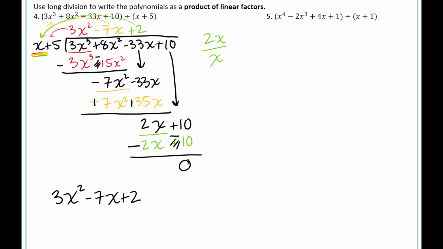If I were to multiply 3x squared minus 7x plus 2 times x plus 5, I would end up getting the polynomial that I just divided. All right, let's do it again.